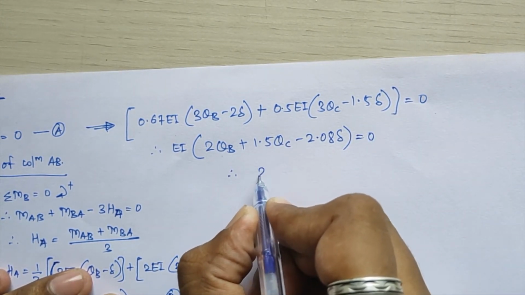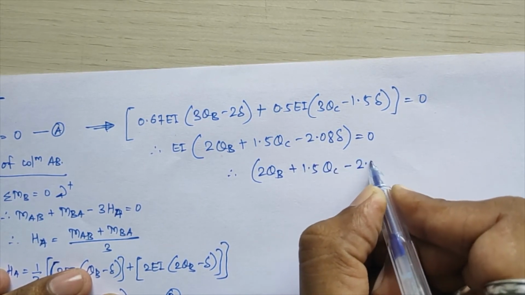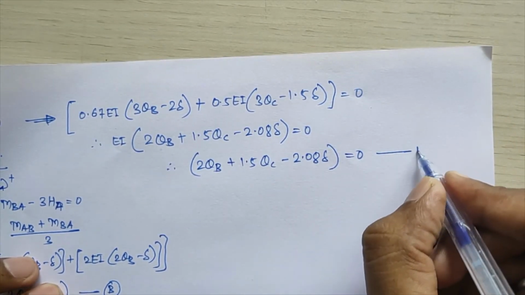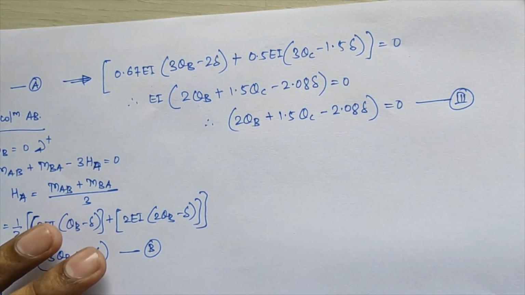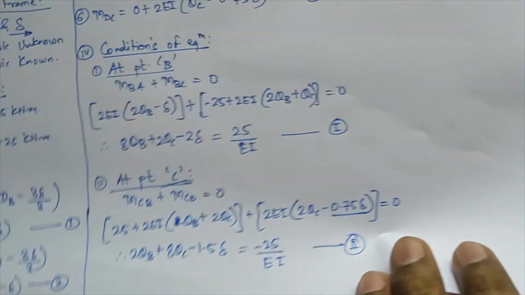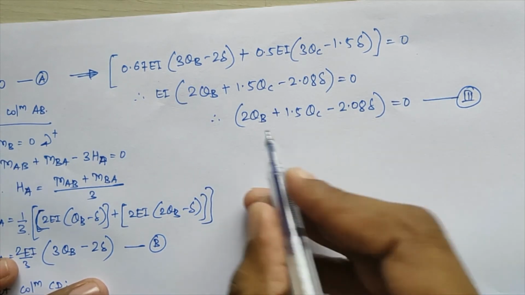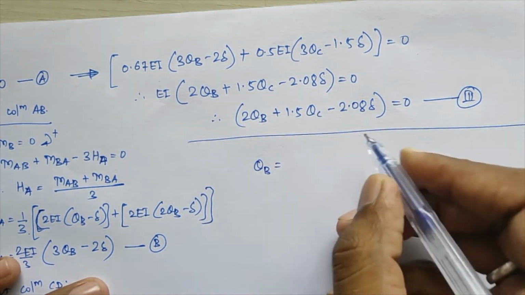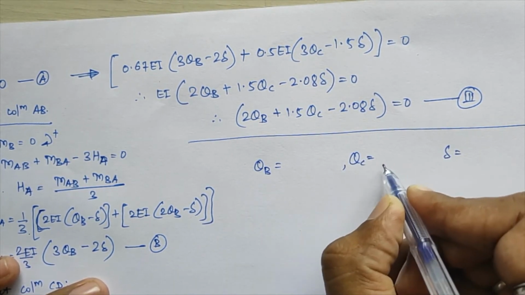So this will be the next equation, that is 2 times theta B plus 1.5 times theta C minus 2.08 times delta is equal to 0. This I'll call Roman equation number 3. Now solving Roman equation number 1, 2 and this third equation simultaneously, I'll get the values of the unknowns, that is first theta B, second theta C, and third delta.